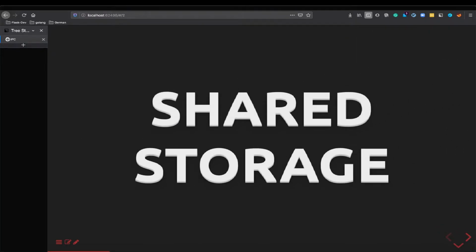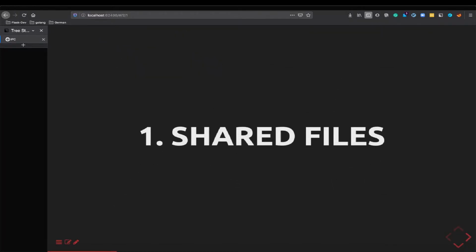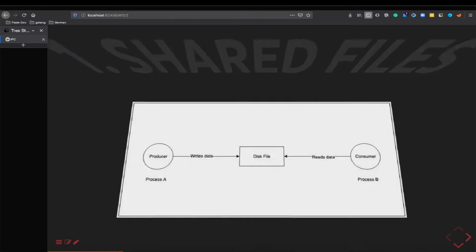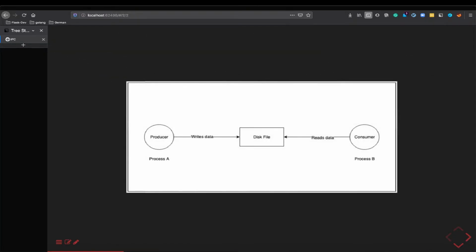Okay, so the first thing that we're going to look at is shared storage. I am pretty sure that as soon as you think of two processes wanting to communicate with each other, the first thing that you would come up with is something like a shared storage or some file where a process can write data to and another process can read data from. So the first thing that we are going to look at is shared files within shared storage, right? What is a file here? We are talking about a file which is present on the disk.